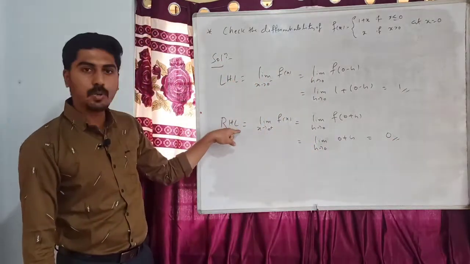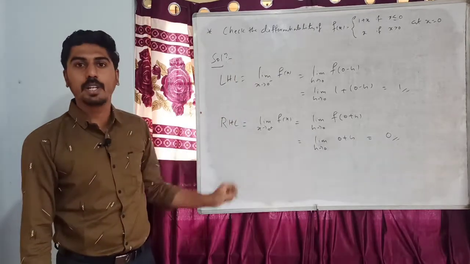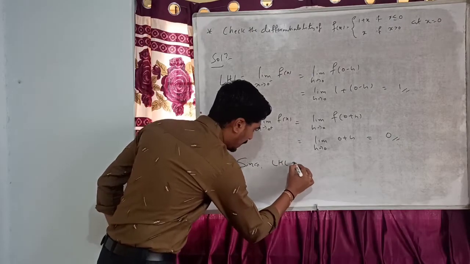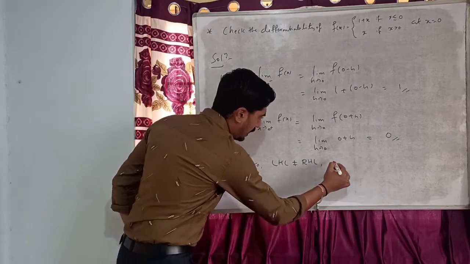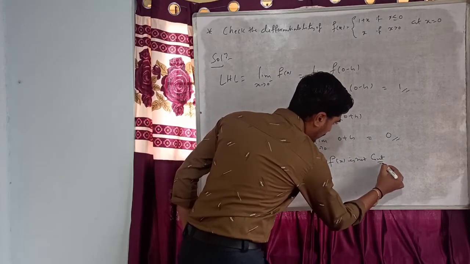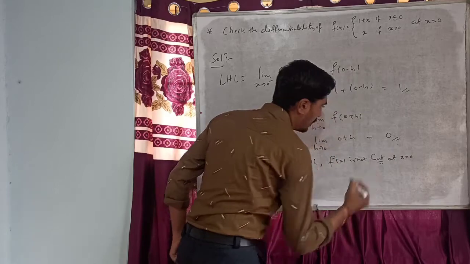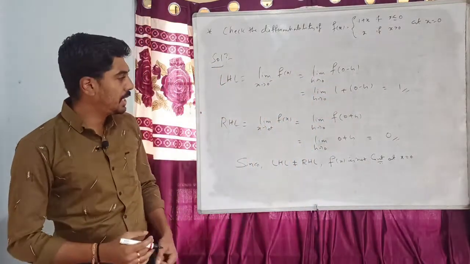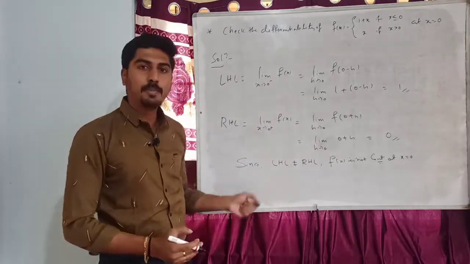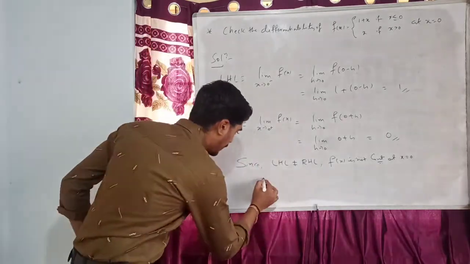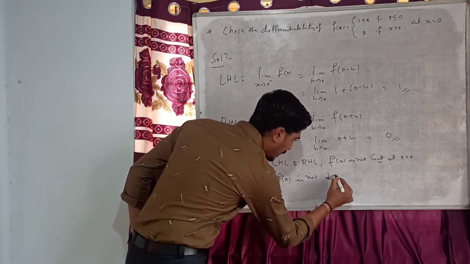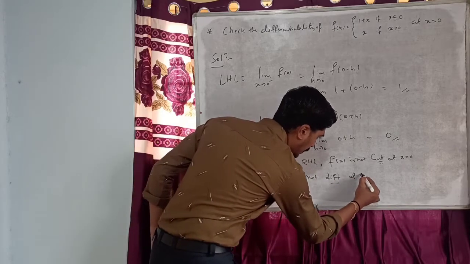Since LHL is not equal to RHL, the function is not continuous at x equal to 0. So by the property of differentiability, since f of x is not even continuous at x equal to 0, it cannot be differentiable at x equal to 0. And therefore f of x is not differentiable at x equal to 0.